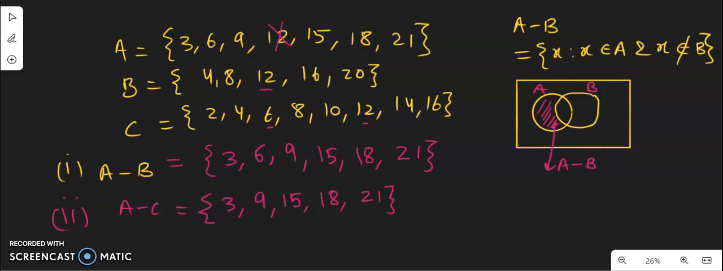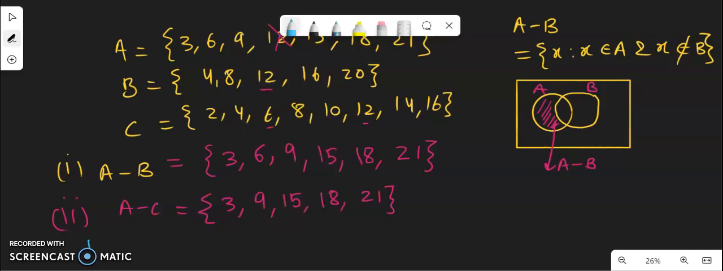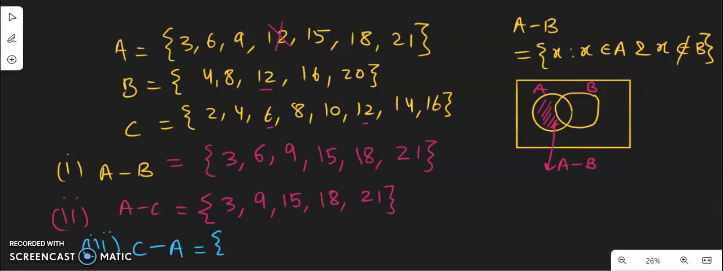Interestingly, let me pick up another color and show you how the results differ. If I want to find C minus A, my elements would be the elements which are in C, not in A. So how do I go about it? The first element of C is 2. I need to check, does it exist in A? No, so I'll write 2. Second is 4. Does it exist in A? No, I can write it.